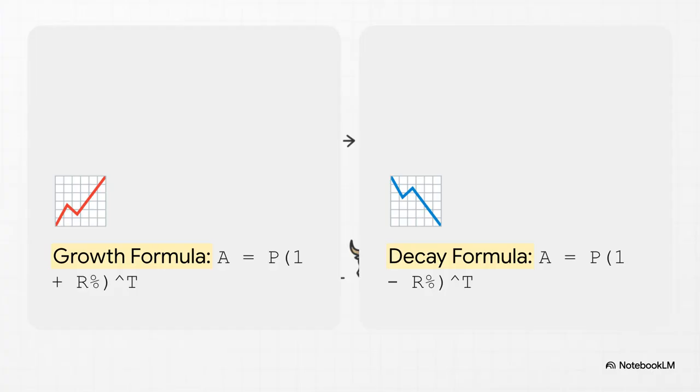And this is what's so cool about the math behind it all. On the left, you've got the formula for compound growth. On the right, the formula for decay. Now look really close. They're almost identical. The only difference is one tiny symbol: a plus sign for growth, a minus sign for decay. That single character determines whether you're building a snowball or watching it melt.